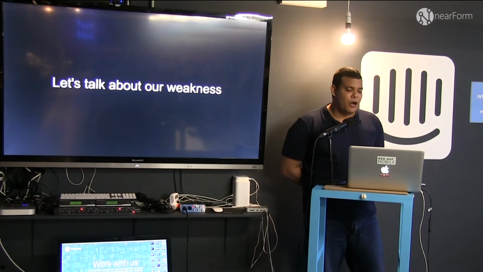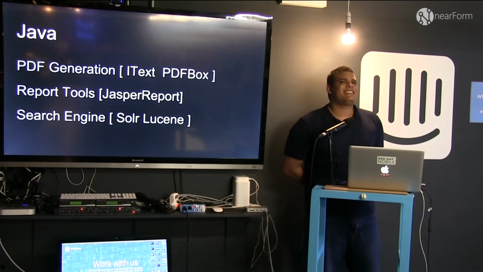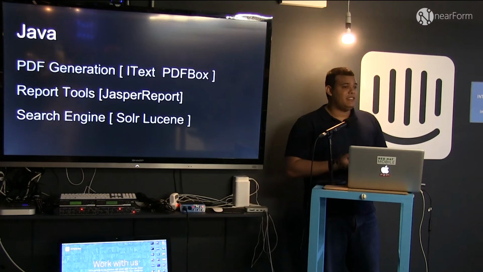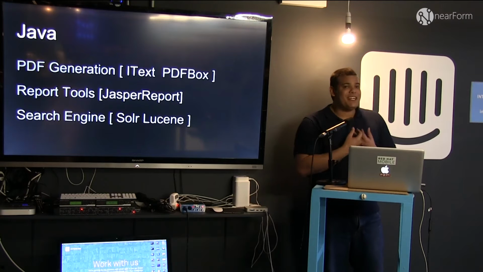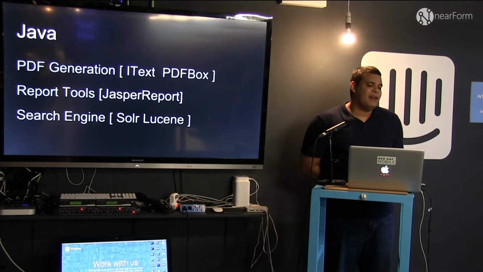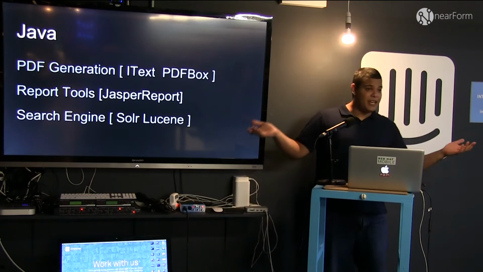Our weaknesses are more in the part of enterprise. For example, somebody finds it easy to generate a PDF from HTML in JavaScript. I came from the Java world, so I used to make jokes about Node.js developers, and now I am part of the problem. When I try to do my old stuff in Node.js, like generate a PDF, encrypt a PDF, put a password in my PDF, that's impossible in JavaScript.